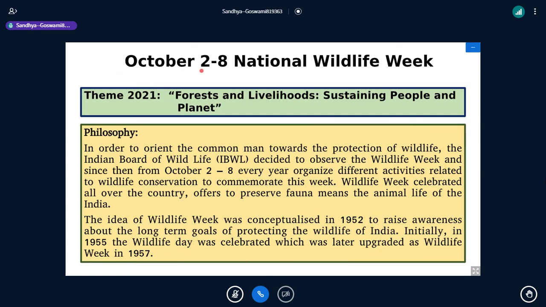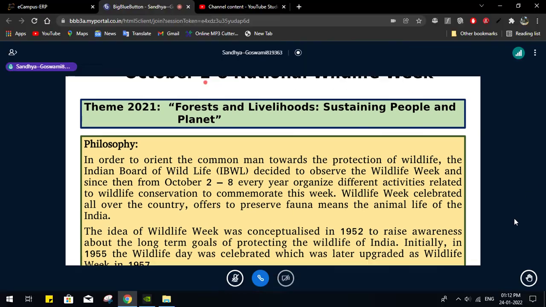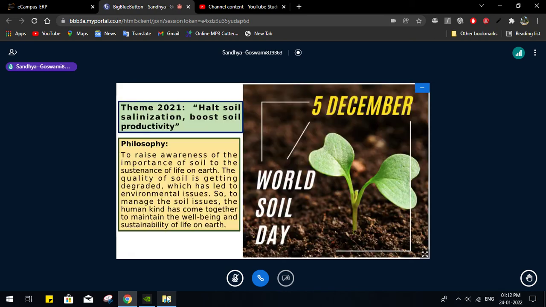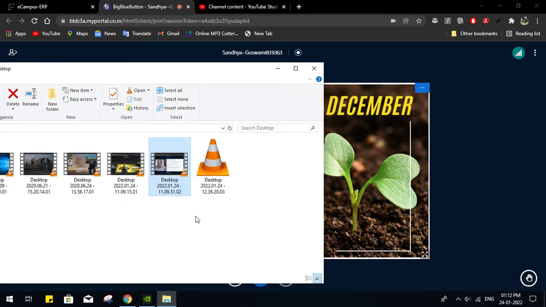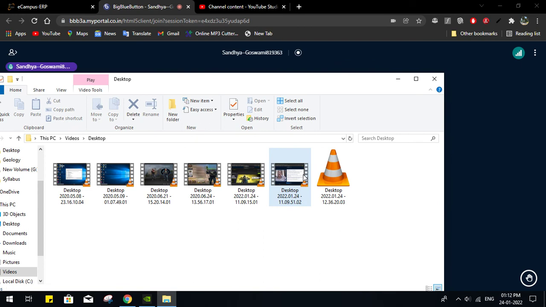Thereafter, in the first week of October, we celebrate National Wildlife Week. Initially in 1952, it was conceptualized to raise awareness for wildlife among people. We used to have a wildlife day, but later it was converted into a week. Now we celebrate 2 to 8 October as National Wildlife Week. It is for India. Then after October, there is nothing in November.